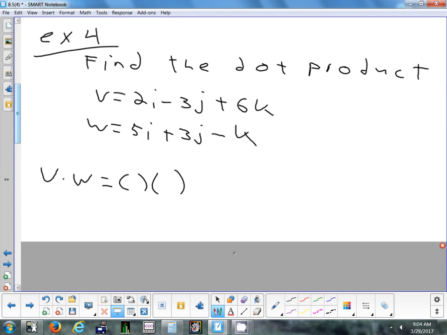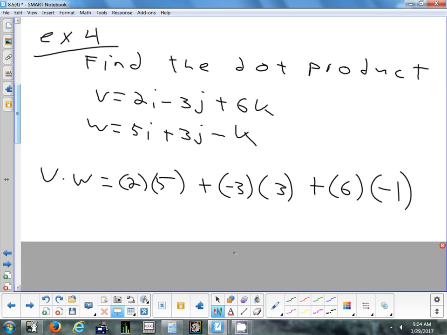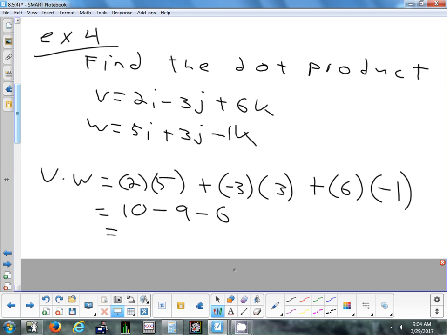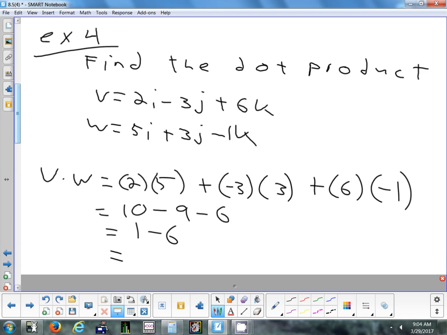Okay, so we'll write it out. Okay, first two numbers I would multiply for my dot product. 2 and 5. -3 and 3. 6. And remember, if there's nothing in front of it, make sure you look at the sign to determine if it's a plus or a minus. Okay, so the first product is, next one, and the last one. So 10 minus 9 gives me 1, and 1 minus 6, negative 5.